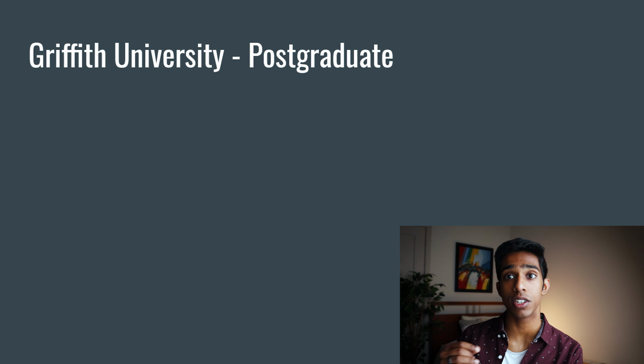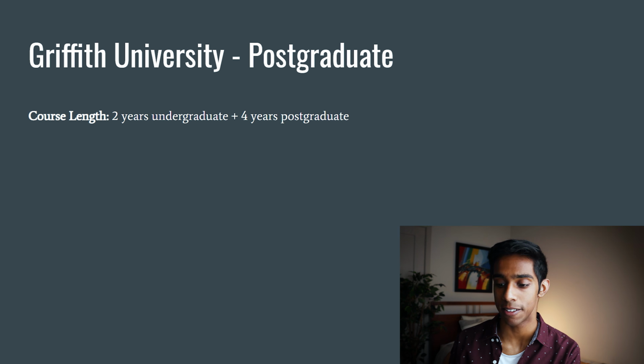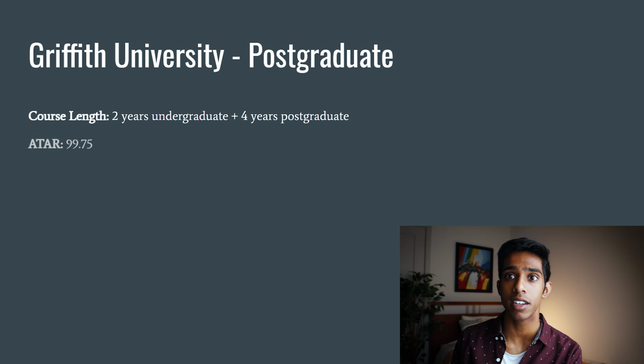The second university that I'll talk about is Griffith University, which is a postgraduate and provisional pathway. So the length of this course is 2 years of undergraduate study and then 4 years of postgraduate study, which will mean that you can finish the whole degree in 6 years. The ATAR you need is a 99.7. The important thing to know again is that the UCAT is not required and an interview is not required as well.